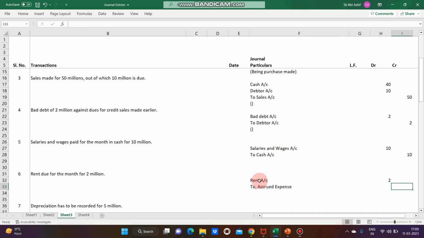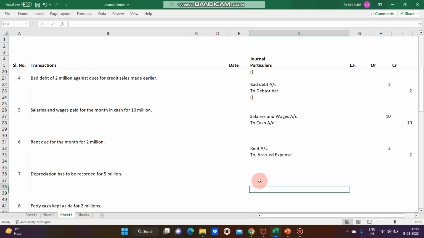Here this rent account, being an expense, is already recorded for the month, but since the amount is not due yet, it will have to be reversed out in the next period. So since the rent has been recorded to accrued expense, it will have to be reversed at the beginning of the first period of next year.